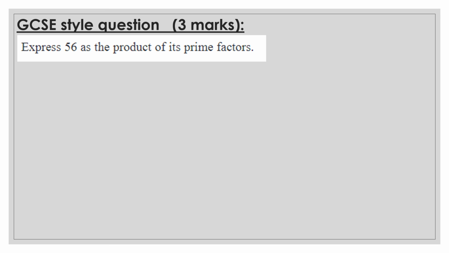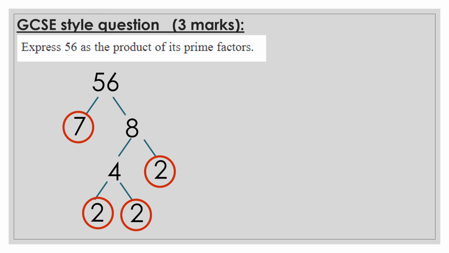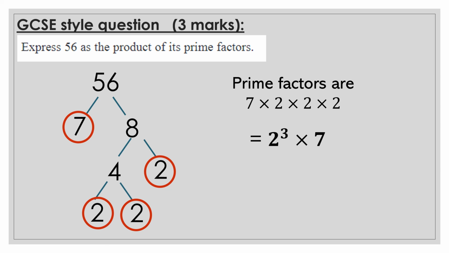Right, so let's see how we did. Prime factors means we're splitting up the number using our prime factor tree to get the prime numbers at the end. So I'm going to draw a prime factor tree for 56. 8 times 7 is 56, and then I've broken down 8 into 4 times 2, and then 4 into 2 times 2. You could have done it a different way, but that's the one I chose. So if I write out my prime factors, I've got 7 times 2 times 2 times 2, and of course we'd write the 2 times 2 times 2 as 2 cubed times 7 to finish that off and get that final mark.